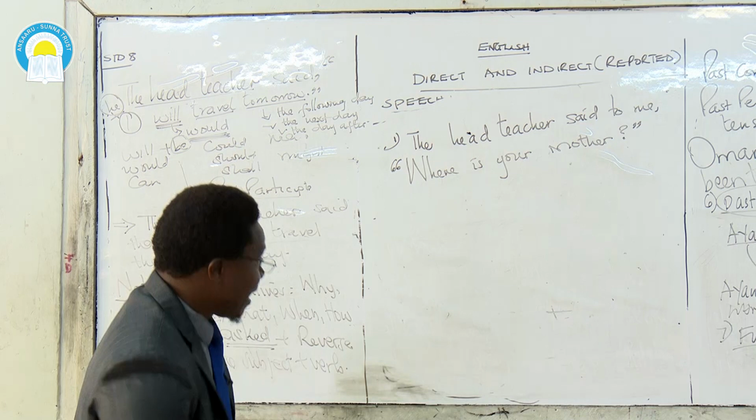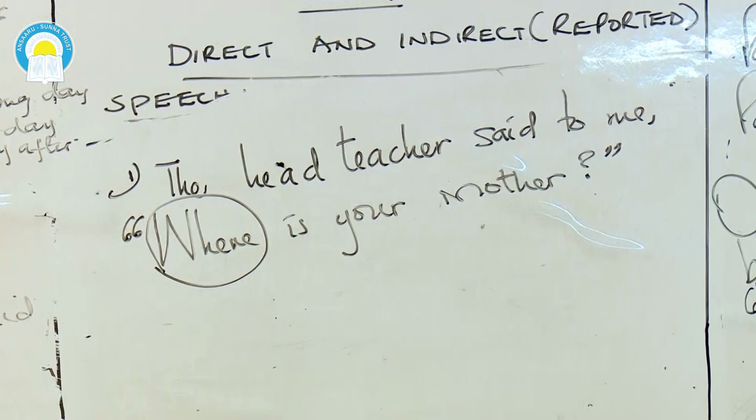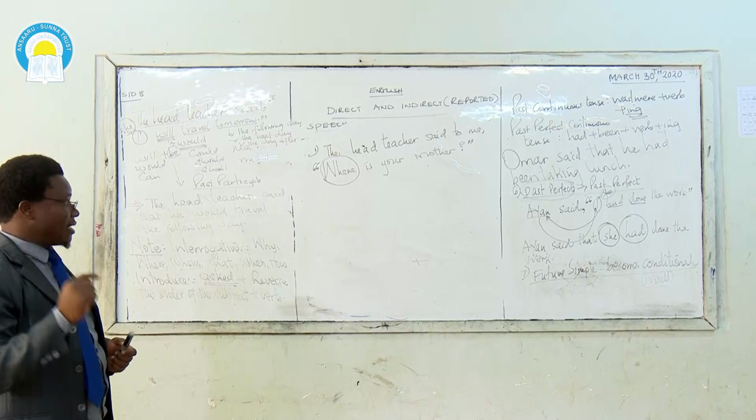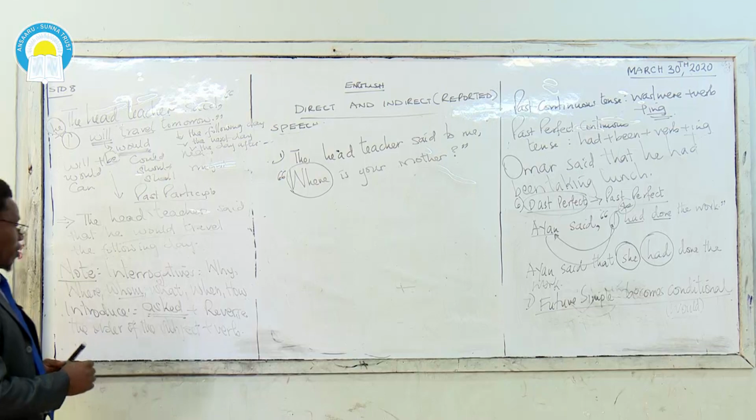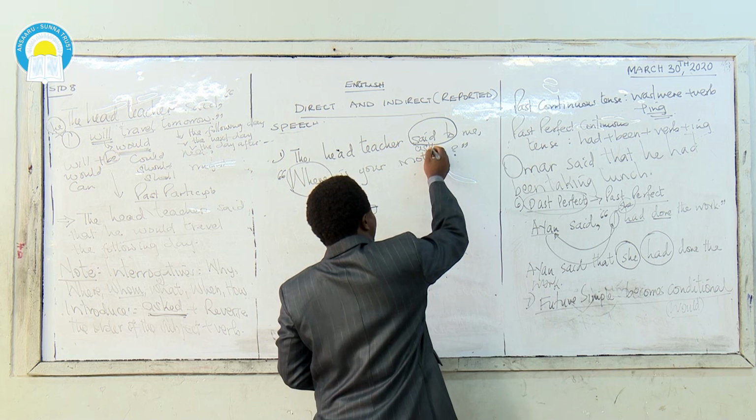The interrogative I was talking about here is where. Remember, as I told you, an interrogative sentence is a sentence seeking an answer, more or less a questioning sentence, and ends in a question mark. What is our role? Introduce asked. So this place of said to me shall be taken up by asked.